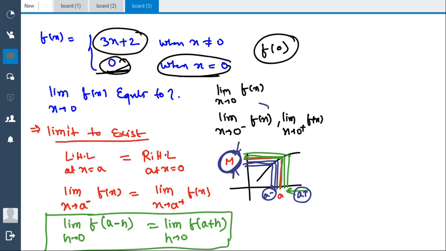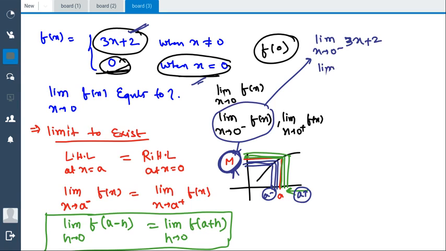So basically let us try to find limit x tends to 0 minus. So for 0 minus, something that is not equal to 0, the equation comes out to be 3x plus 2. So what we will do is limit h tends to 0, and x becomes 0 minus h. So in place of x, we will put 0 minus h, plus 2. The answer would be minus 3h plus 2, h tends to 0. The answer would be 2.